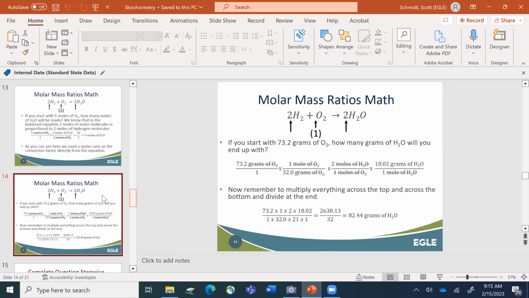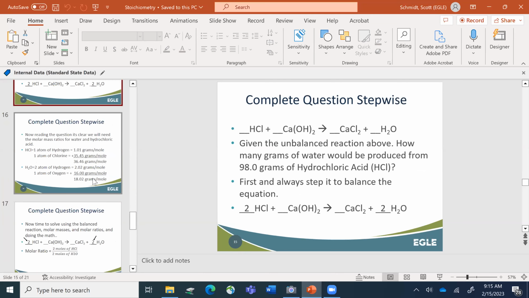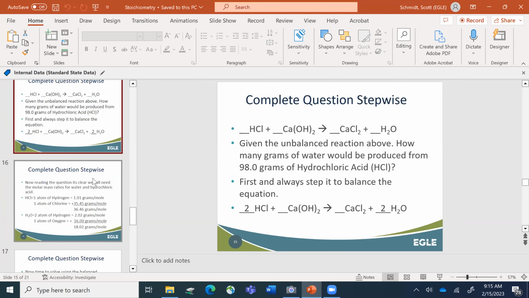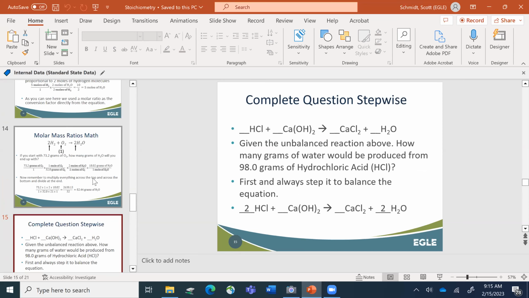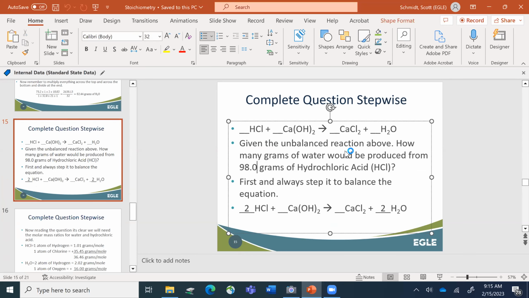Back to the PowerPoint. Complete stepwise. Okay. Let me look at this, write it down, and then we'll do this together. HCl, calcium hydroxide. 98 grams of hydrochloric acid. How many grams of water would be produced?